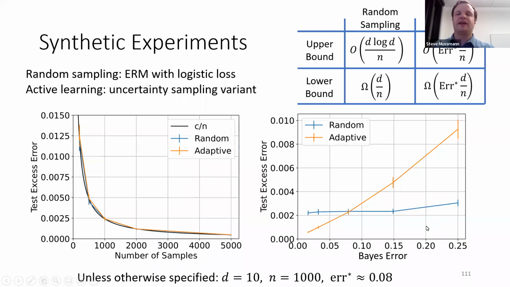And we also have synthetic experiments to illustrate these theoretical results, that the test excess error goes as about 1 over n with the number of samples. And when we fix n and vary the Bayes error, that is error star, the test excess error of random sampling stays about constant, like our bound predicts. But the test excess error of adaptive sampling, in particular an uncertainty sampling variant, roughly increases linearly with the Bayes error.